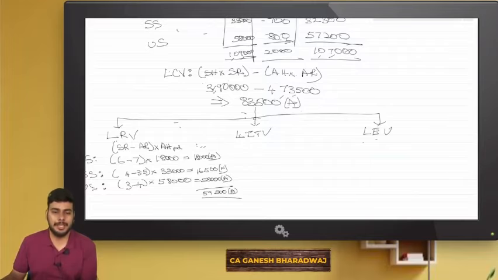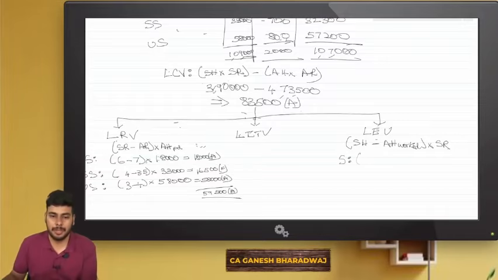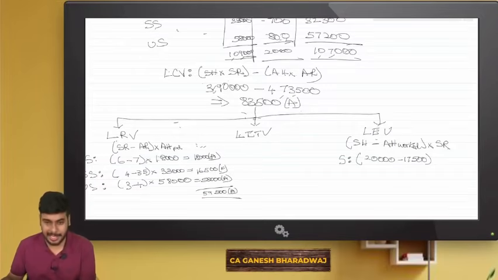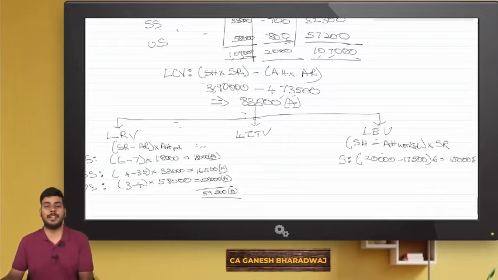Now, labor efficiency variance. What's the formula, guys? Standard hours minus actual hours worked, into standard rate. Correct or not? Skilled: standard hours 20,000 minus actual hours worked 17,500, into standard rate 6. That is 15,000 favorable. Why is it favorable? You were allowed to take 20,000 hours, but you finished the job in 17,500 hours. Are you clear with this?